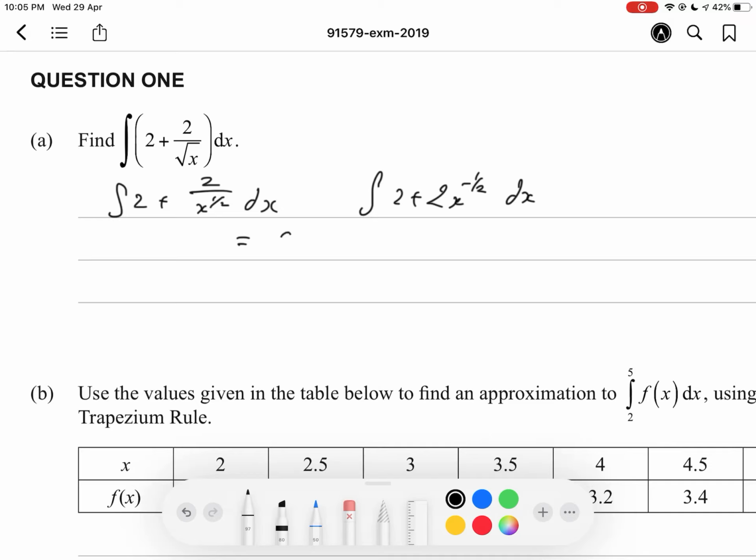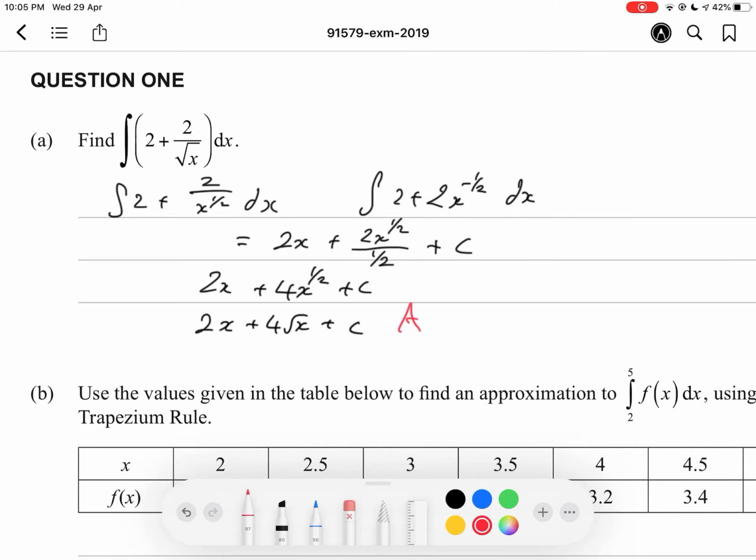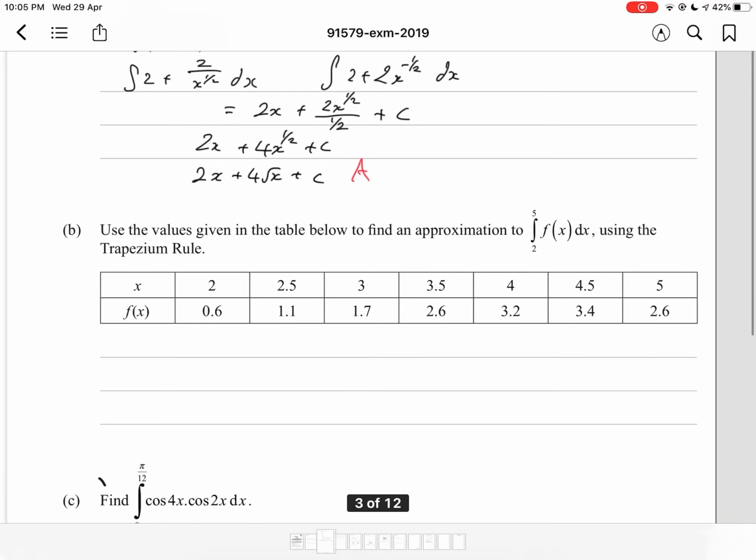So this will be equal to 2x plus 2x to the power of 1/2 divided by the new power, which is 1/2. And do not forget our constant of integration. So now we have 2x plus 2 divided by 1/2 is 4, so 4x to the power of 1/2 plus c. And if you want to make it look a little bit neater, you can write 2x plus 4 root x plus c. And that is an achieve level question.